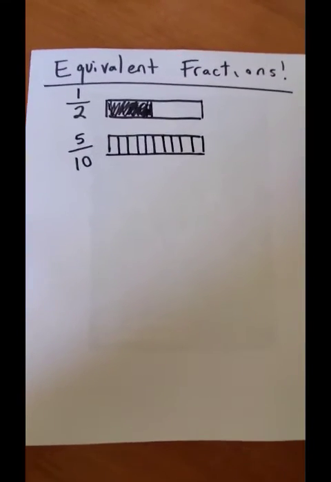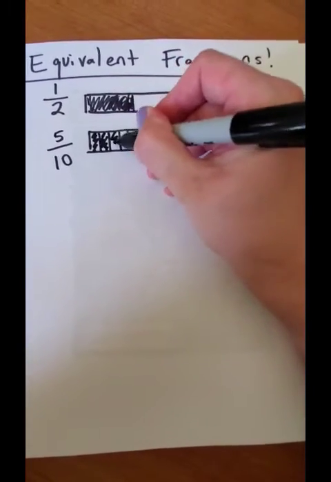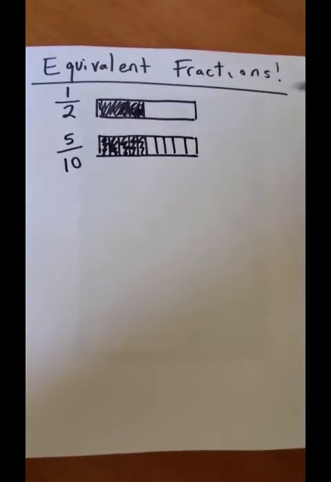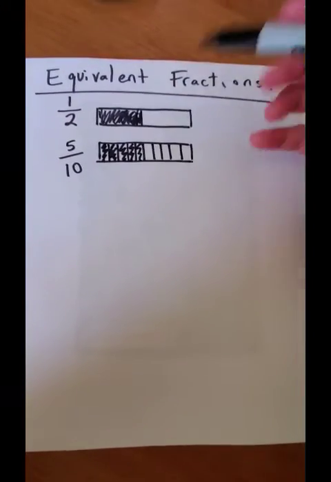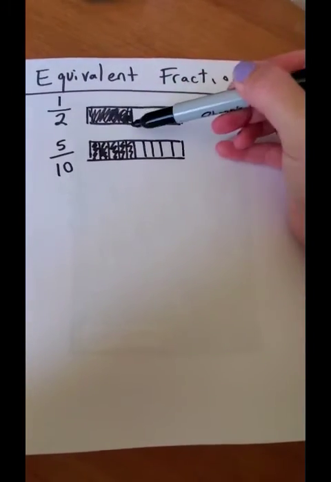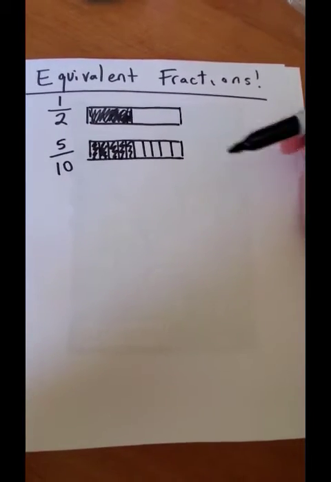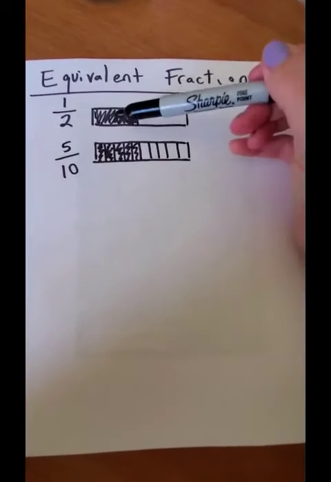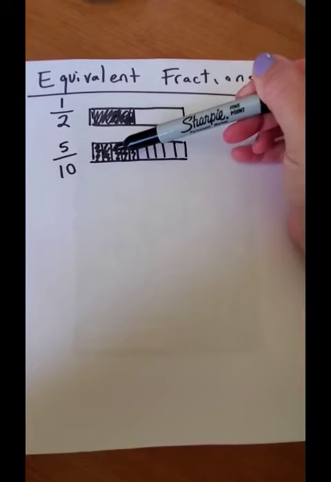Okay. So now, as you can see, if I color it the same amount, 1, 2, 3, 4, 5, my lines line up because I made my whole approximately the same size. I tried my best. Okay. So as you can see, 1/2 is the same as 5/10. So what I did was I cut my 1/2 into 5 pieces. So I had 1 piece and it turned into 5.